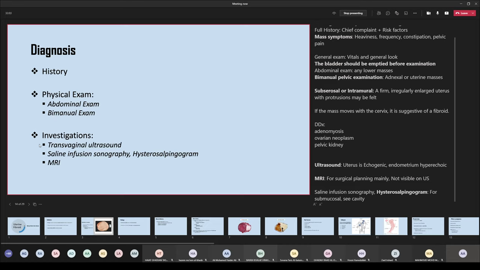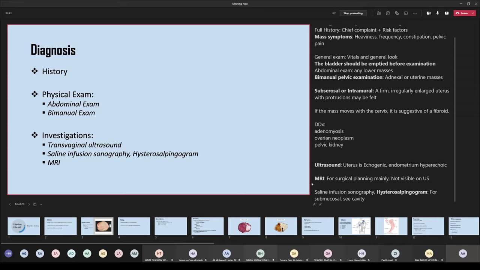We move to investigations. Again, it's a soft tissue tumor or soft tissue lesion. So ultrasound is our first choice, transvaginal ultrasound. On the ultrasound, usually the uterus is echogenic, and the endometrium is hyperechoic. MRI is reserved usually for either surgical planning or if the fibroid is not visible on the ultrasound.